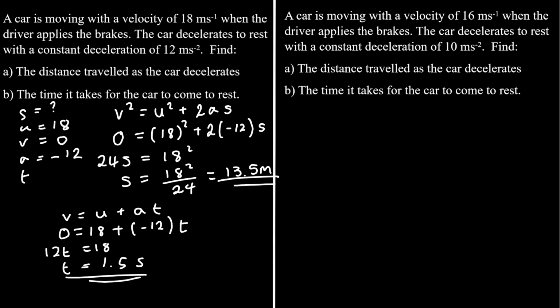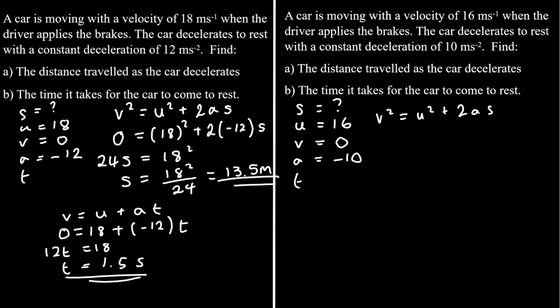One for you to try. See if you can give that one a go. So it's the same question. It's initially got a velocity of 16. It decelerates to rest. The deceleration is 10, so it's negative 10 acceleration. What is the distance? So v squared equals u squared plus 2as.